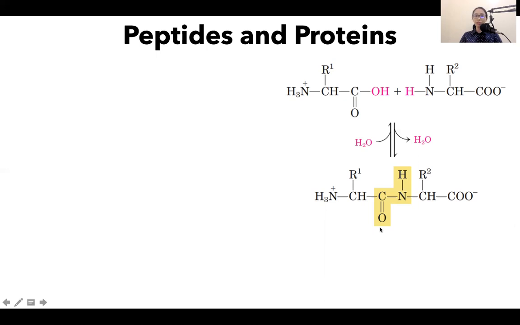Now, the reverse of the reaction can also take place. The reverse is called a hydrolysis reaction. It's because a molecule of water needs to be hydrolyzed, so the molecule of water is broken down in order to separate or destroy the peptide bond.